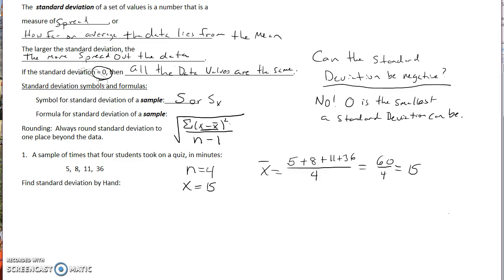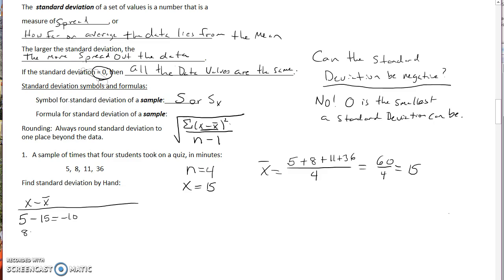So when we take a look at our formula, the first thing we're going to do is work on the parentheses first. It says take every single number and subtract it from the mean. So we're going to do x minus x bar first. Now, x minus x bar. So my first x is 5, minus x bar, the mean, which is 15. 5 minus 15 is negative 10.